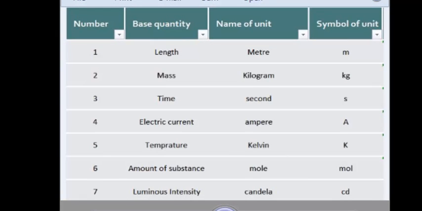In SI units, 7 quantities are known as base quantities and their units are base units. So these are the 7 base quantities: length, mass, time, electric current, temperature, amount of substance, and luminous intensity. The names of their respective units are meter, kilogram, second, ampere, Kelvin, mole, and candela. The symbols of the units are m for meter, kg for kilogram, s for second, capital A for ampere, K for Kelvin, mol for mole, and cd for candela. So these are the 7 base units.